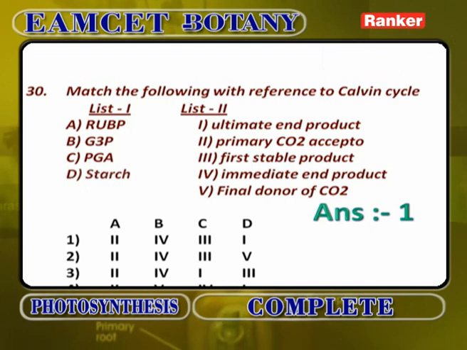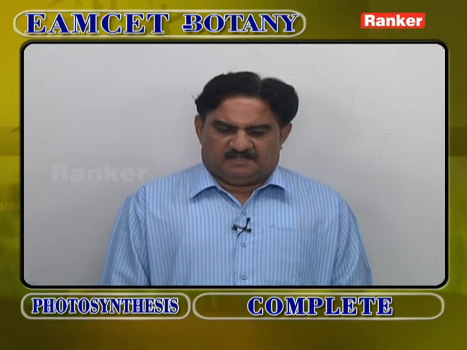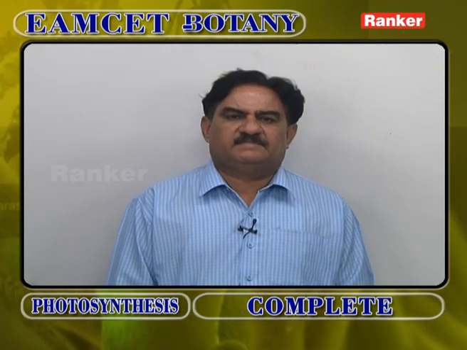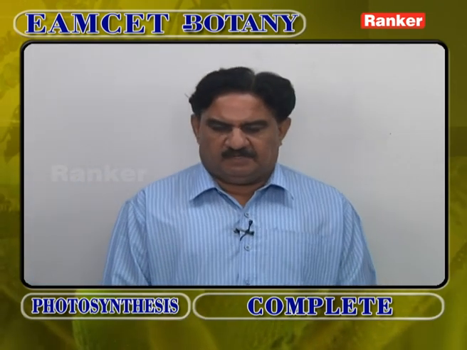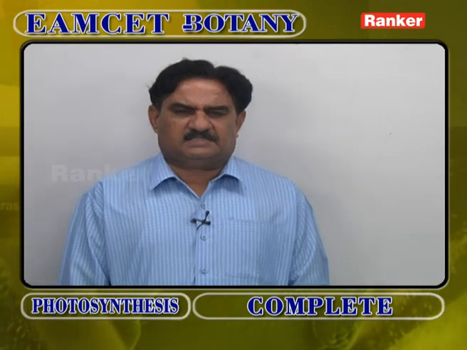This is a matching. Match the following with reference to Calvin cycle: RuBP, glyceraldehyde 3-phosphate, phosphoglyceric acid, starch. RuBP is the primary CO2 acceptor. Glyceraldehyde 3-phosphate is the almost immediate end product. Once glyceraldehyde 3-phosphate is formed, carboxylation and reduction both are over. So immediate end product, fourth option. PGA is the first stable product.